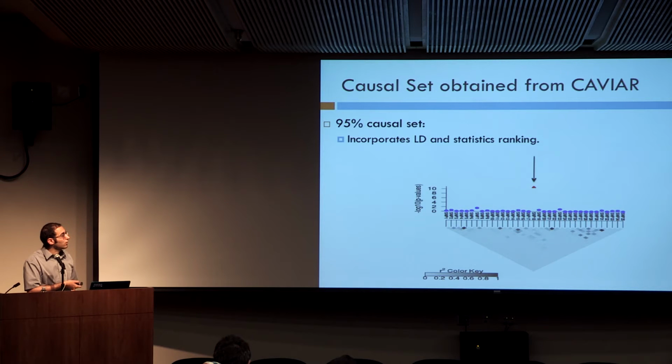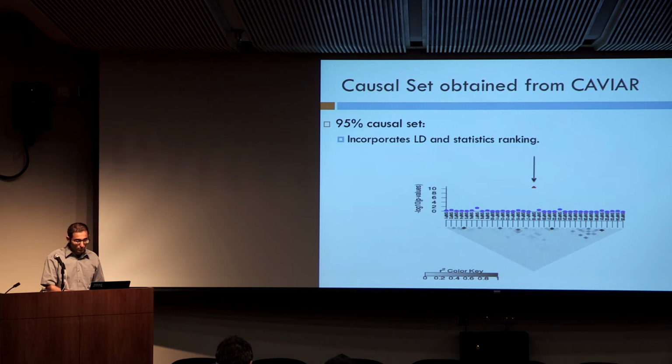Let me show the output of CAVIAR in two examples. This is the simple region I showed at the beginning of my talk. Here, CAVIAR picked one SNP. The black arrow represents the SNP that CAVIAR picked as a 95% causal set. For this simple region, CAVIAR picked only this variant, which actually is the causal variant. So if you validate it, with probability 95% or higher, you can capture it.